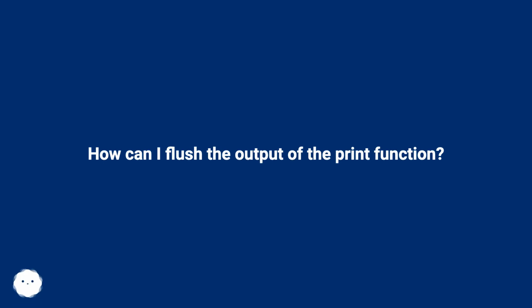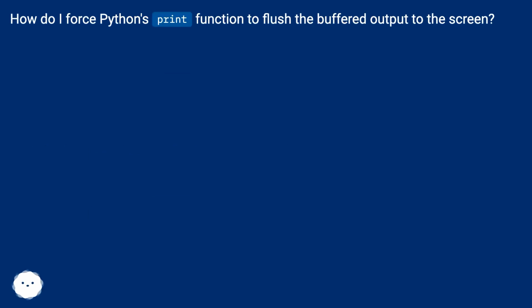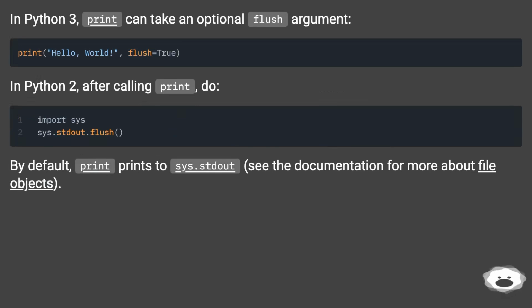How can I flush the output of the print function? How do I force Python's print function to flush the buffered output to the screen? In Python 3, print can take an optional flush argument.